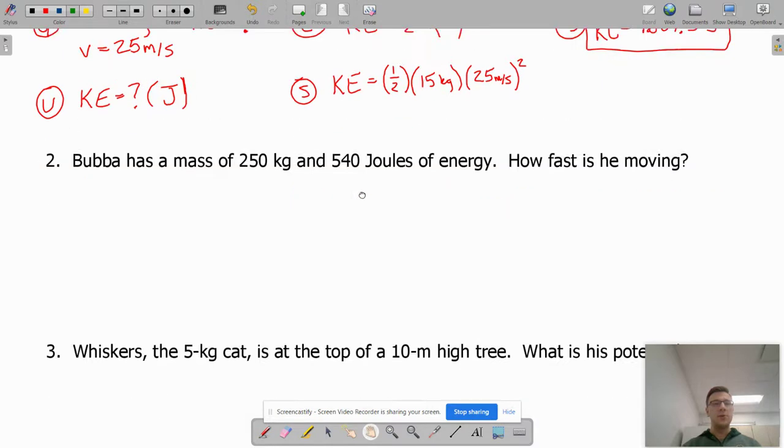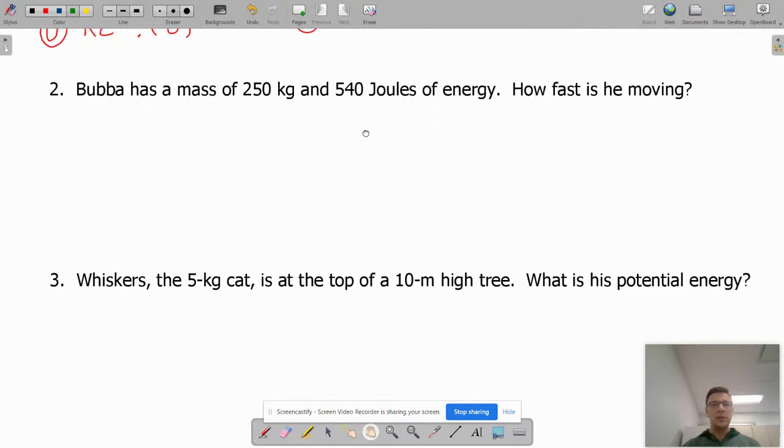Let's move on to our second problem. It says that Bubba has a mass of 250 kilograms. Should have done this on the last problem, but let's underline here. And 540 joules of energy. Okay. And then it says, how fast is he moving? So notice that it does not say specifically what type of energy here, but it does say how fast is he moving. Okay, so we do know that we are going to solve for velocity here, and that this is a value of kinetic energy right here because Bubba is moving.